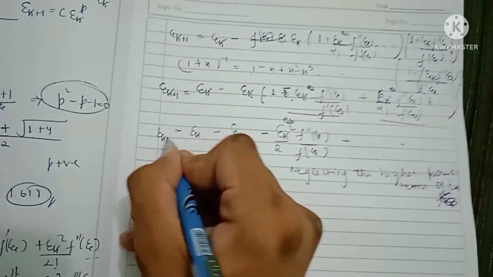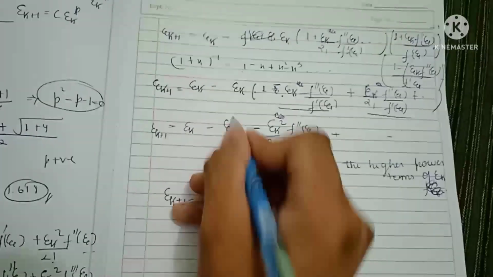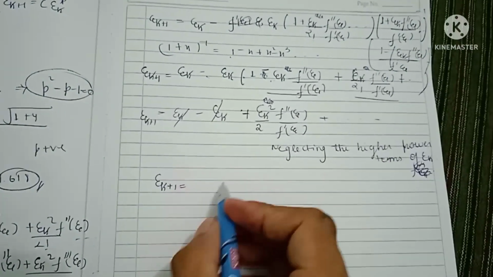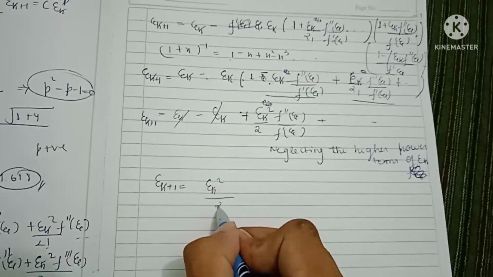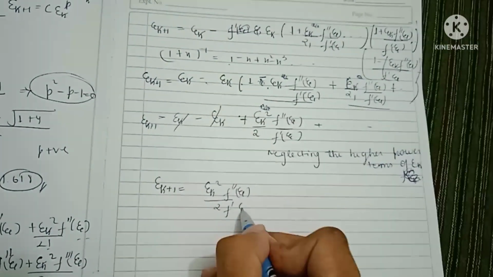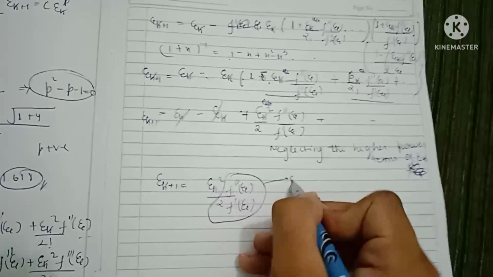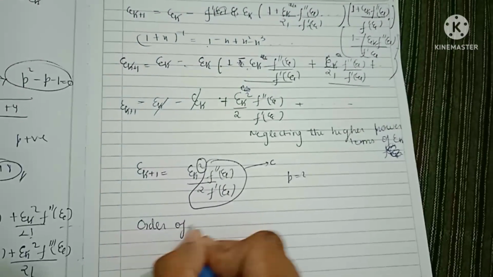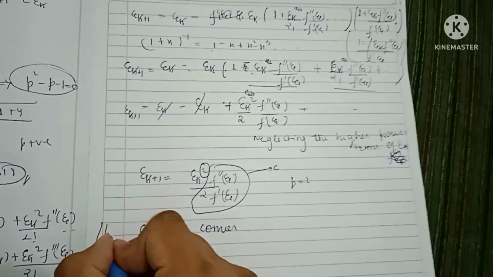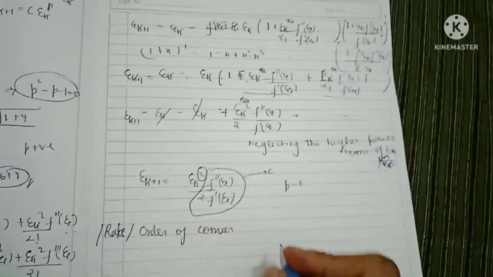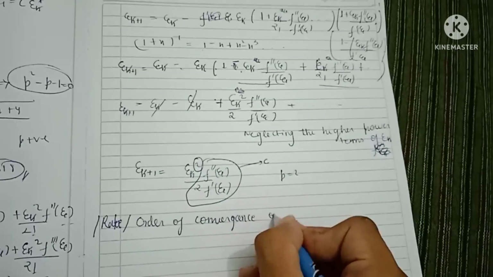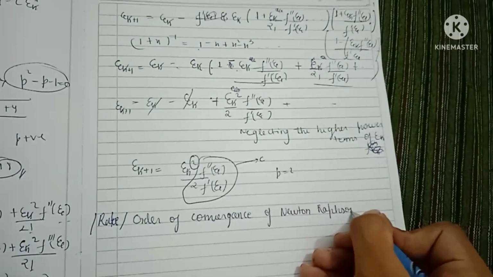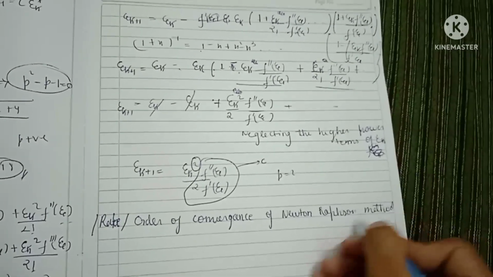and we will have epsilon k plus 1, and here we would have epsilon k plus 1 is equal to, cancel, minus minus plus we will get, multiplied, epsilon k squared upon 2 f double dash epsilon f dash epsilon. We can write this as constant c, and this will be our p, so p is equal to 2. Order of convergence, we can also write rate of convergence of Newton-Raphson method is equal to 2. Simple.